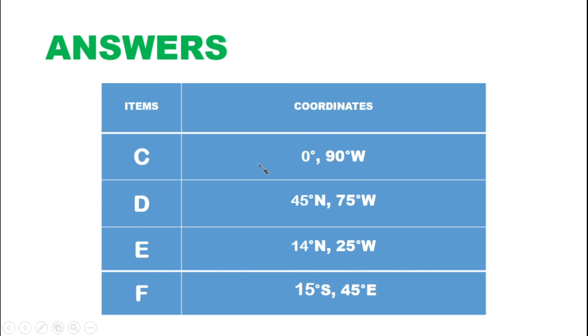Now, why do we have 0 degrees and no direction? It's because it lies at the equator. But if it lies above or below the equator, then that's the time you write a direction. The same applies to the prime meridian. If it lies on the prime meridian, it will not get a direction, so it will remain 0 degrees. That's why letter C's coordinate is 0 degrees, 90 degrees west.